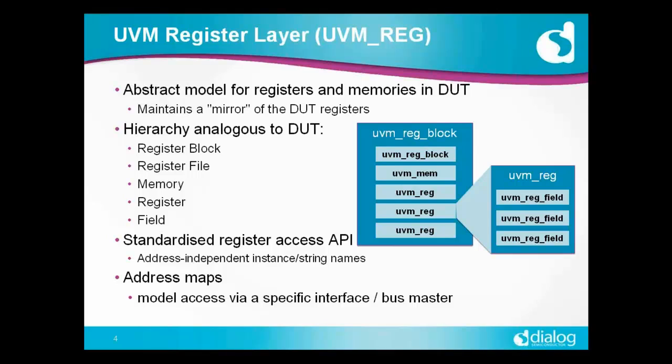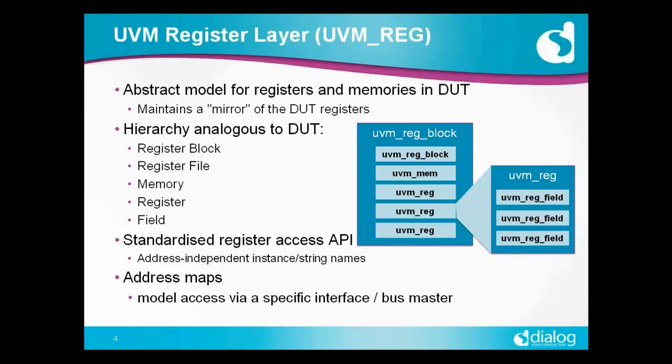The other main thing that it gives us is the standardized register access API. So obviously you don't want to have to access your registers based upon their address in the address map, because that could change, or you might have new registers going in there. So it's address independent access to your registers via instance names within that hierarchy, or else via string names, which is preferable.